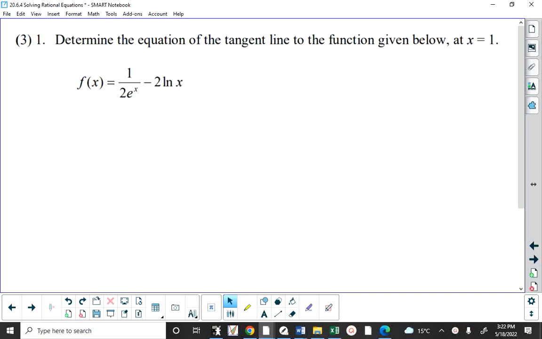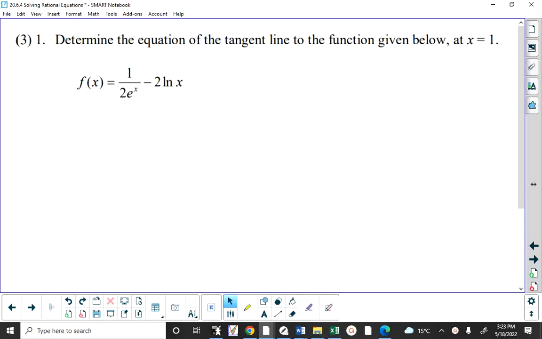All right, a couple of you had asked if I could go through a solution to written response number 1 on the Unit 3 review booklet 2, where you're asked to determine the equation of a tangent line to a function at a particular point.